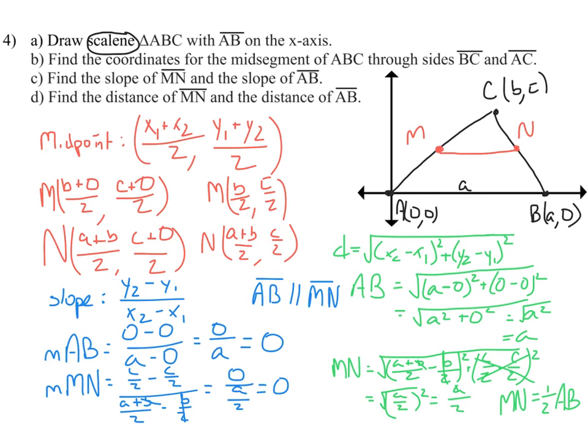Okay, so we've done all 4 parts here. We made a determination. Our midsegment MN not only has endpoints that are midpoints of the sides, but it's also parallel to the base, and it's half the length of the base. Okay, that's our crash course on midsegments. For now, we're done.